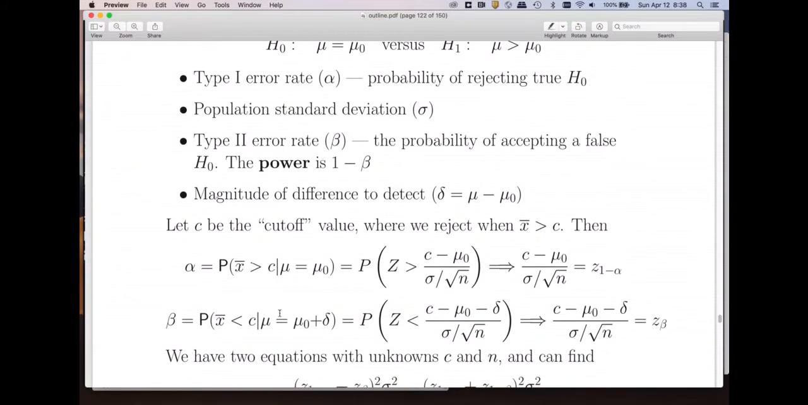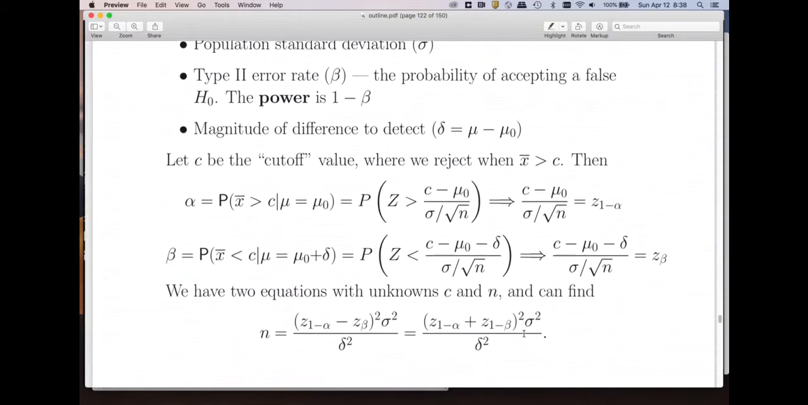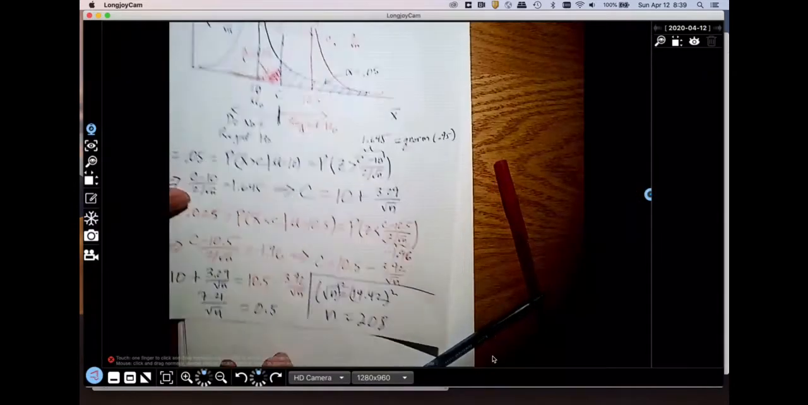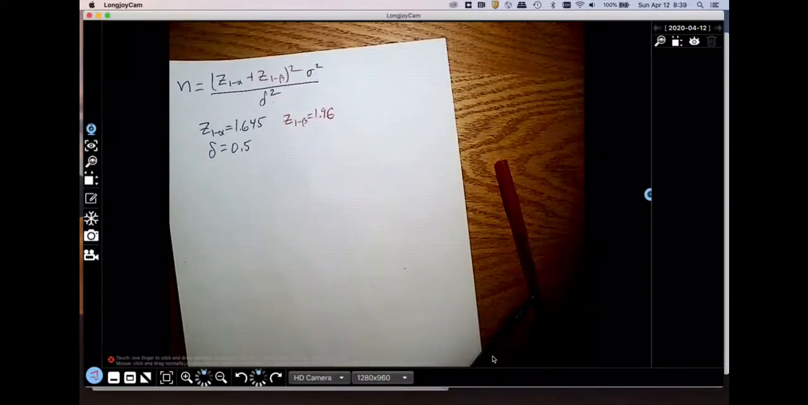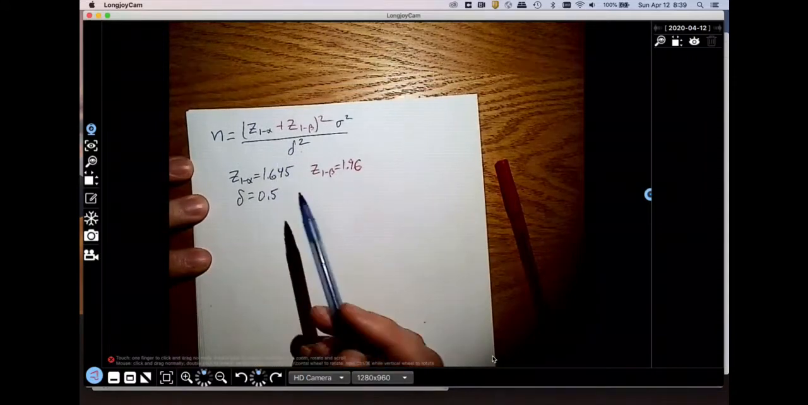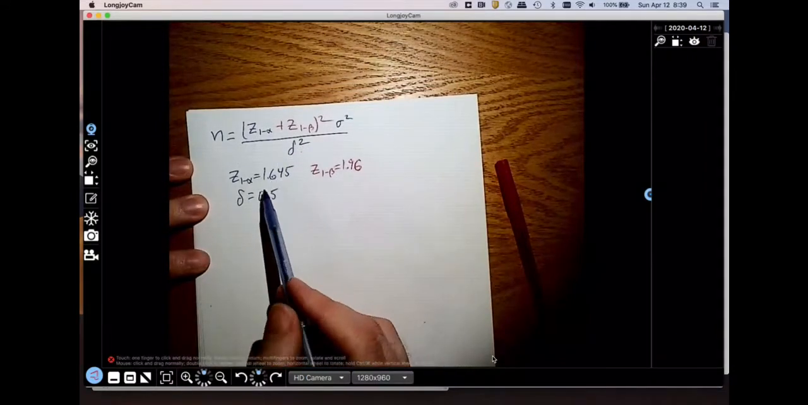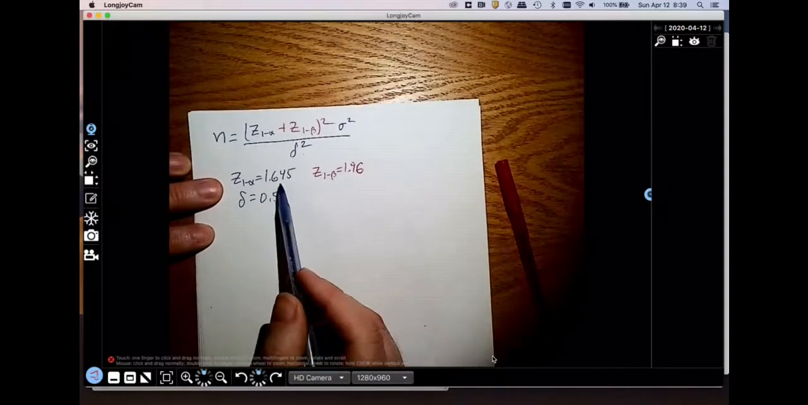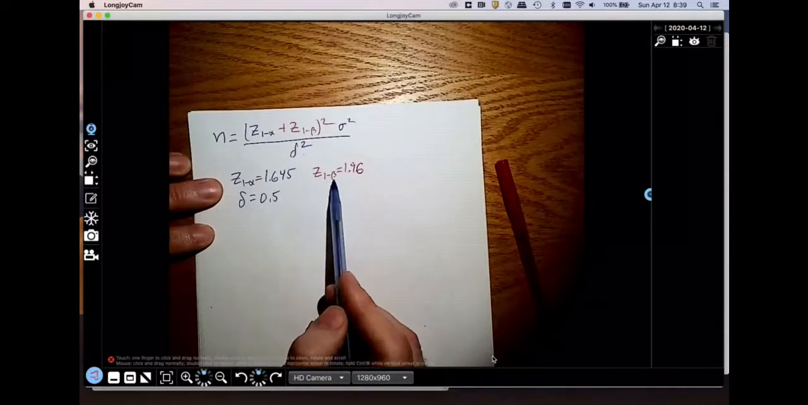So what I've done here is write out my two equations. This was the blue equation, this is the red equation. We can solve those and we end up with this formula. So let's write this out and plug in the numbers. Here was that equation that I derived on the previous page, and z at 1 minus alpha is 1.645. Z at 1 minus beta is 1.96.